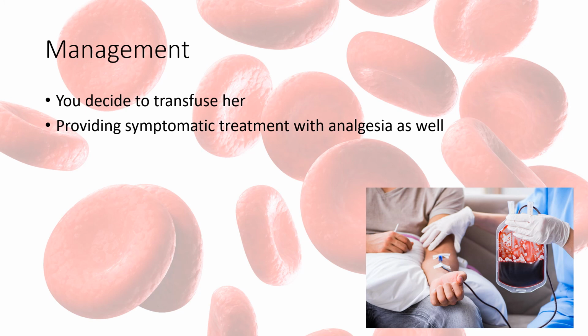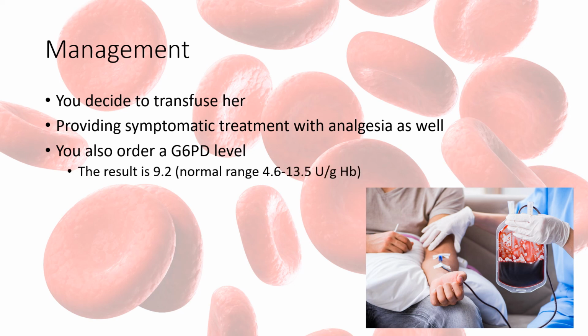So you decide to admit her to short stay and transfuse her, providing symptomatic treatment with analgesia as well. You also order a G6PD level, thinking this could be a potential cause. However, it comes back at a level of 9.2, which is within the normal range. She recovers well and is fit to be discharged from the hospital, though unfortunately no cause has been able to be identified. Though you note your findings to the GP to pursue other further investigations.